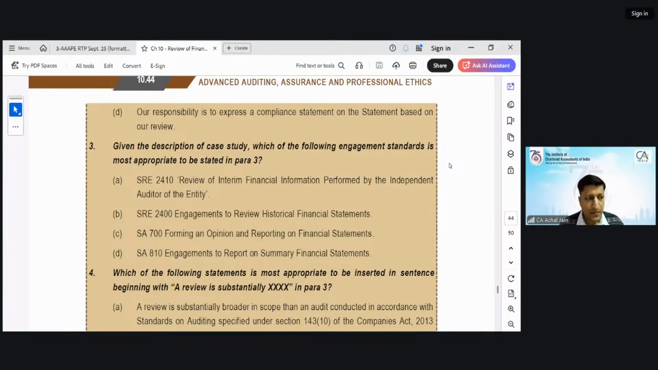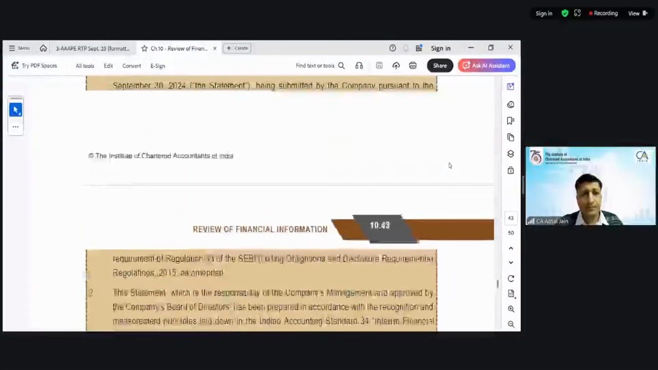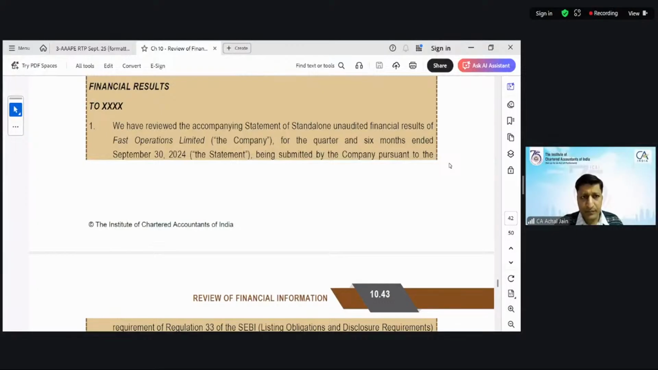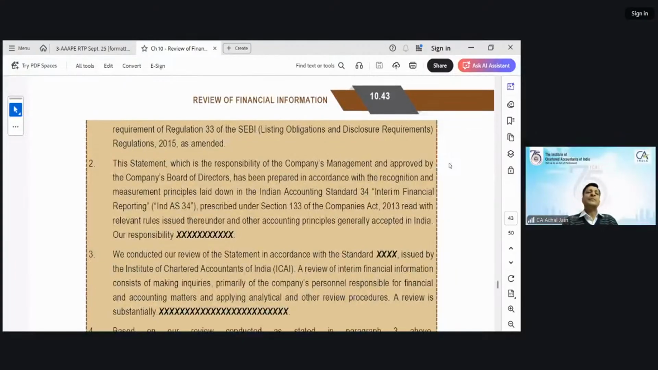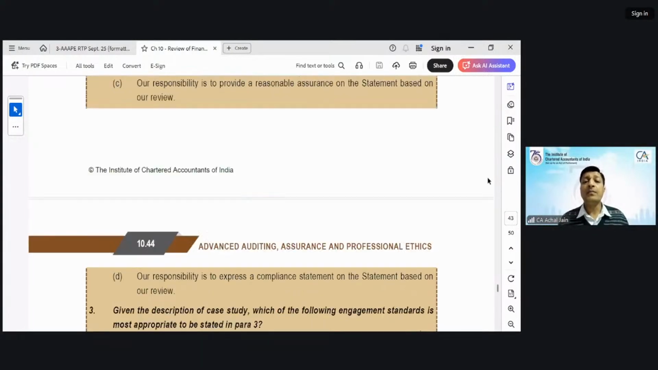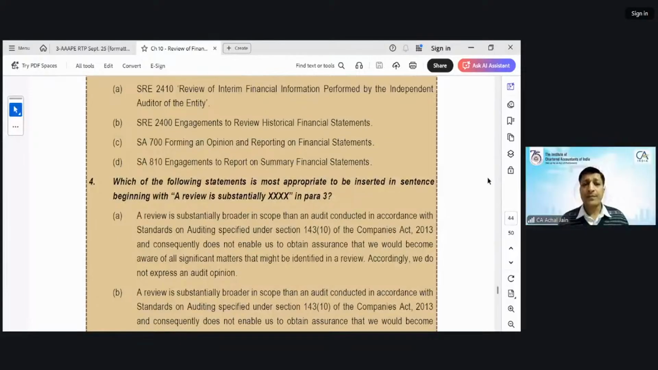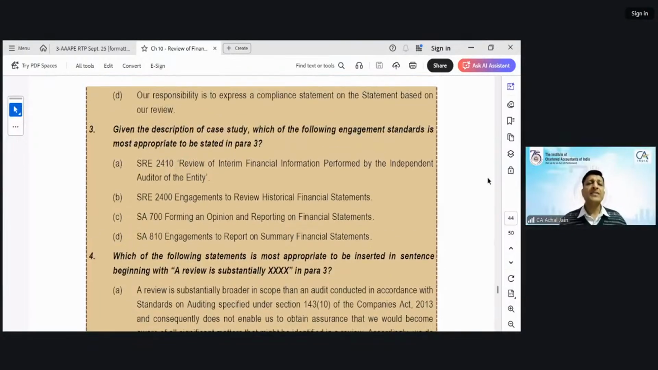Yes, sir. Straight away, SRE 2410, sir. Indian financial statement. Clear. And why is it clear? Because if you read this second para, management is saying that they have prepared the financial information on the basis of Ind AS 34, which is about interim financial reporting. So that means it's the interim financial information. So therefore, can we apply SRE 2400?